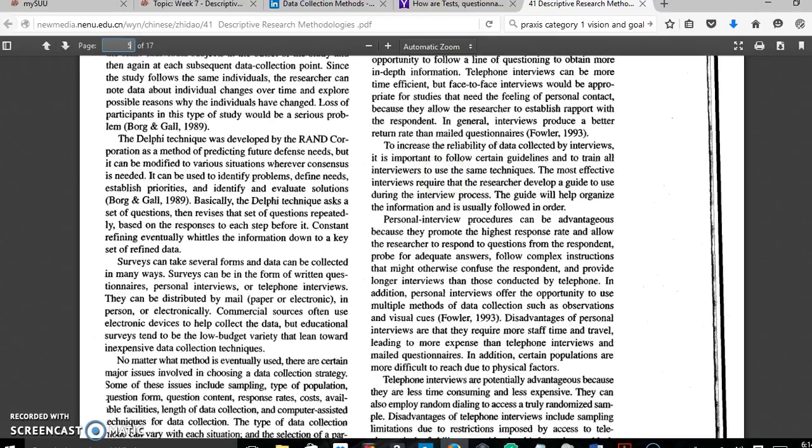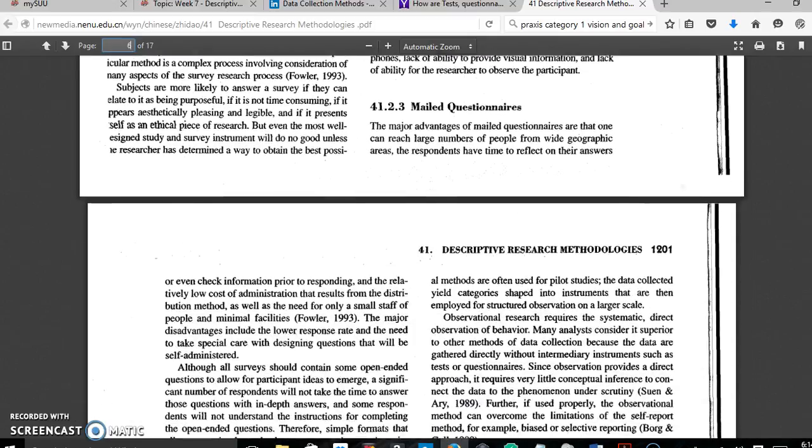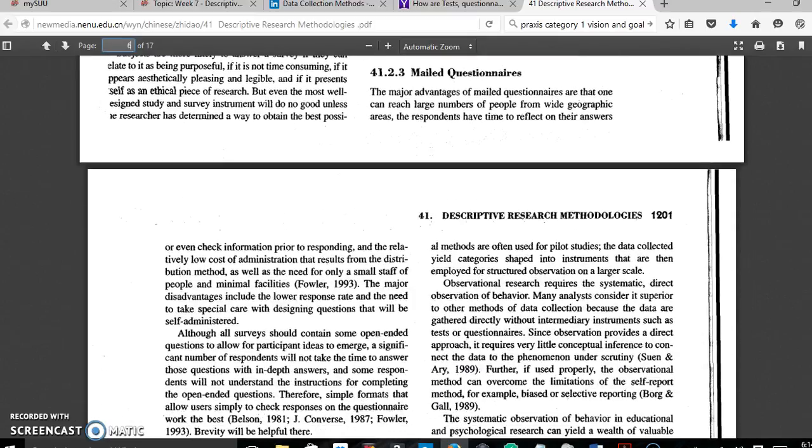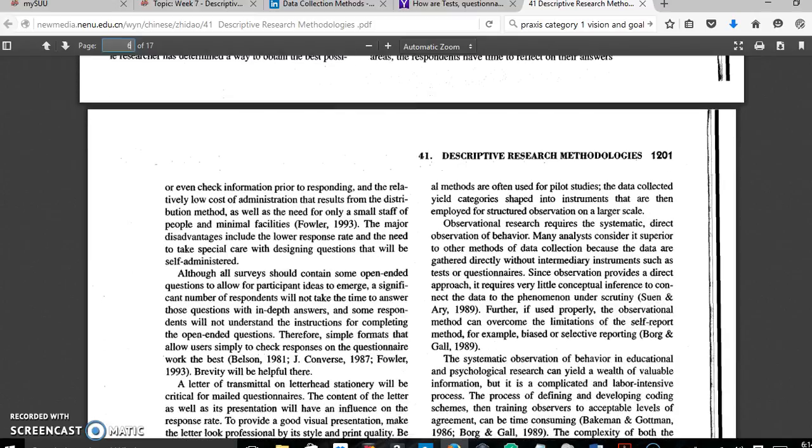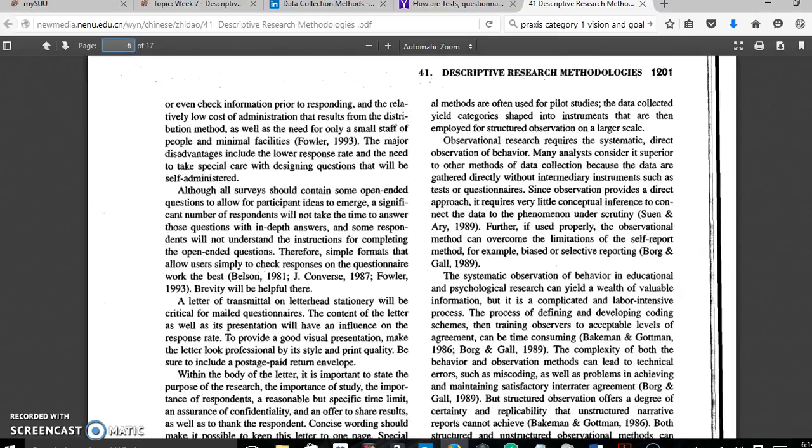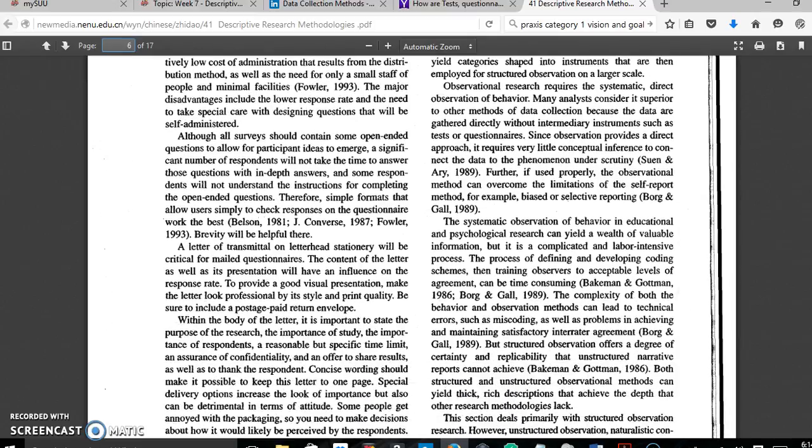And then as we go on, there are questionnaires, and it particularly talked about mailed questionnaires. The thing about those is they tend to have lower response rates, but can also cover larger populations. So that I found pretty interesting. And it also said that they should include open-ended questions, which it says right here, to allow the participant to emerge with their ideas.